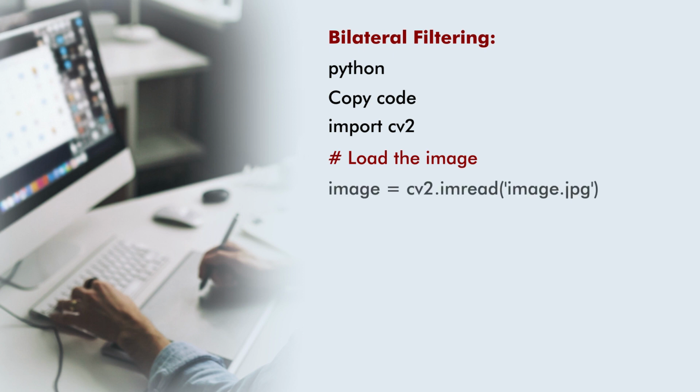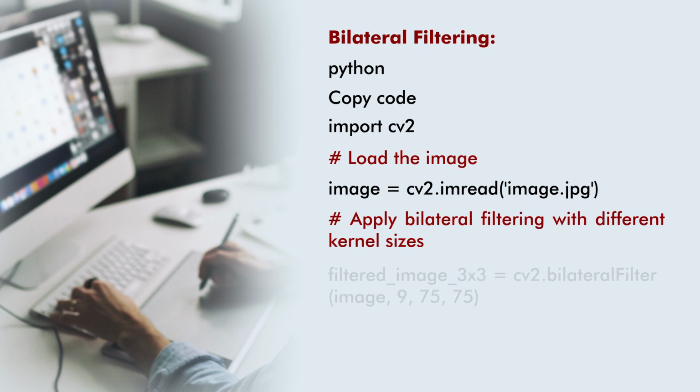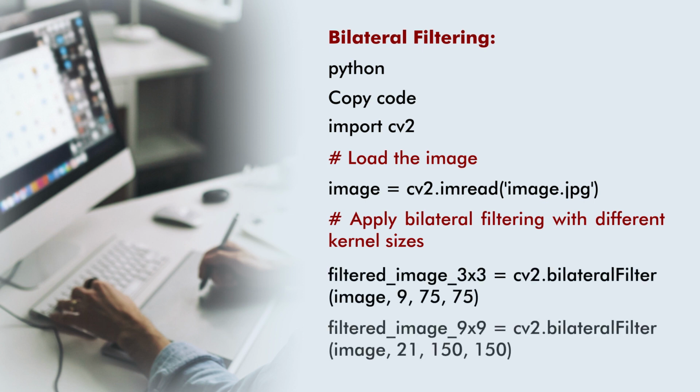So, bilateral filtering, we can apply the same method with bilateral filtering, and again you can use this Python code to check whether it is working or not on your system. First of all we have to import the library CV2. Again we have to load the images, like image read, with a particular format. Then we have to apply bilateral filtering with different kernel sizes.